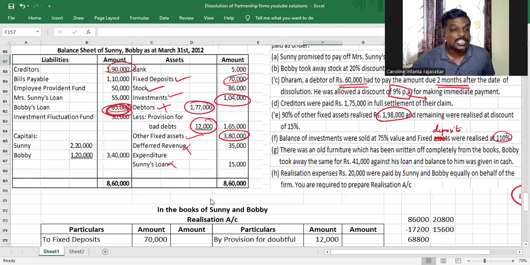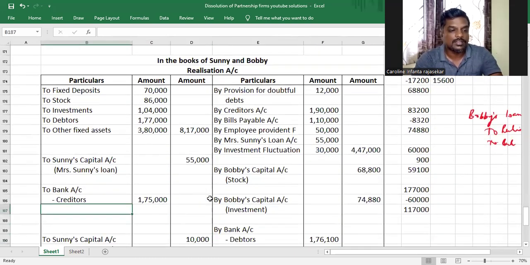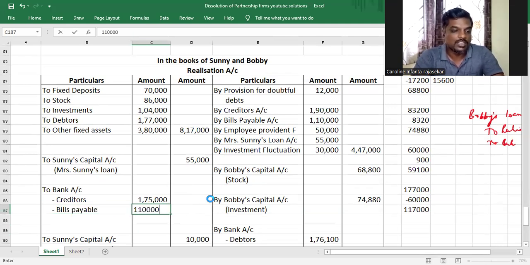Creditors have been paid. Bills payable, not paid. Employee provident fund, not paid. Mrs. Sunny's loan has been taken over. Bobby's loan will not come. Investment fluctuation fund is an internal liability. It will not come. So bills payable and employee provident fund have not been paid. What are we supposed to do? When the question does not mention how much should be paid for a particular liability, we're supposed to assume that the liability was settled in the full amount. So bills payable is 1,10,000 and employee provident fund, I'm going to write EPF here, is 50,000. Understood or not, my dear children?